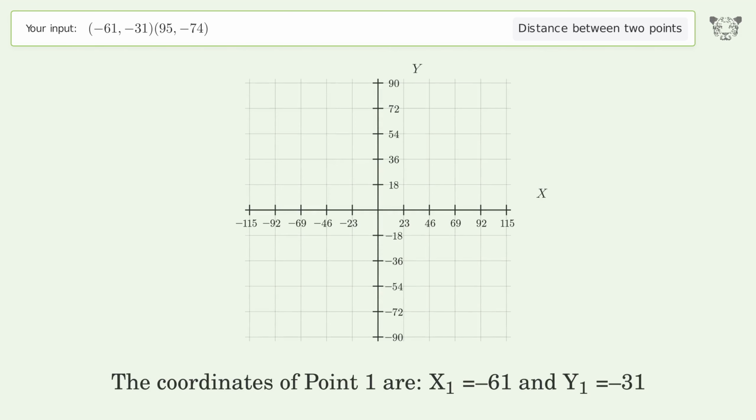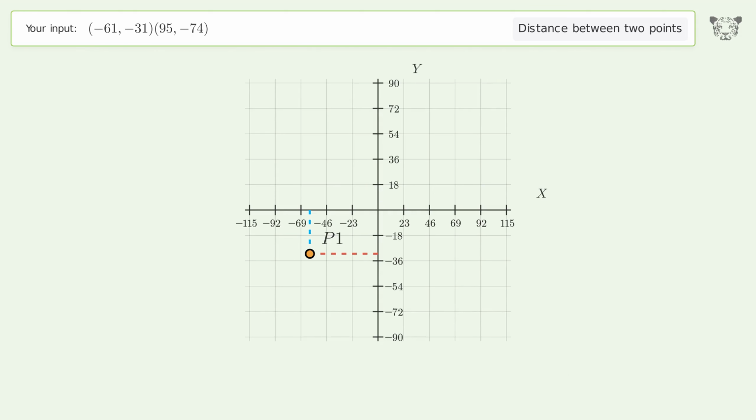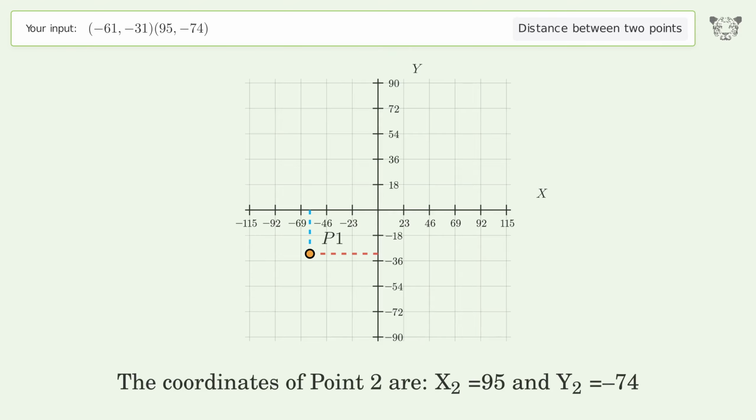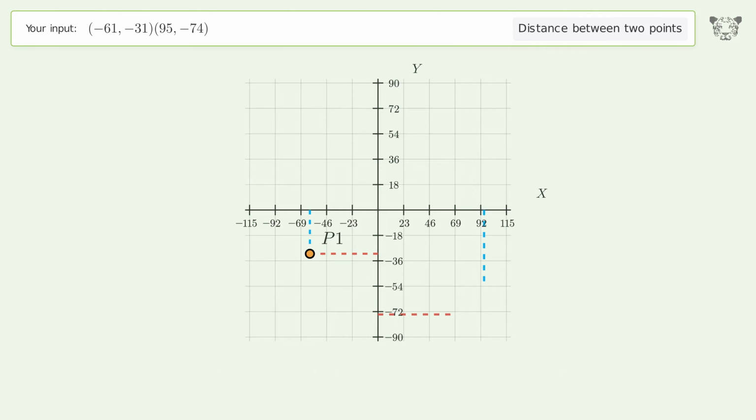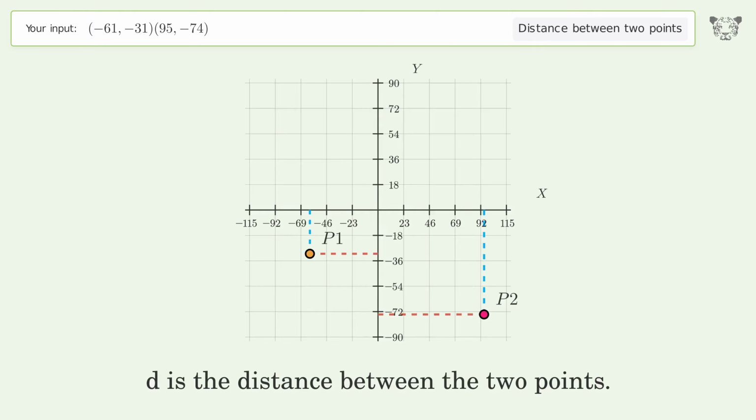The coordinates of point 1 are x1 equals -61 and y1 equals -31. The coordinates of point 2 are x2 equals 95 and y2 equals -74. D is the distance between the 2 points.